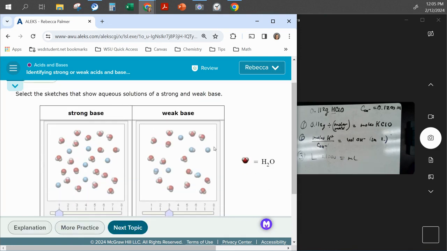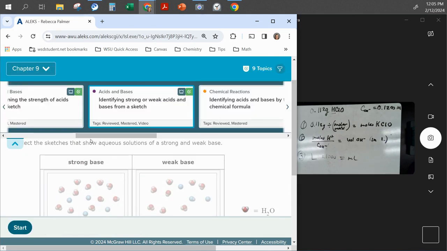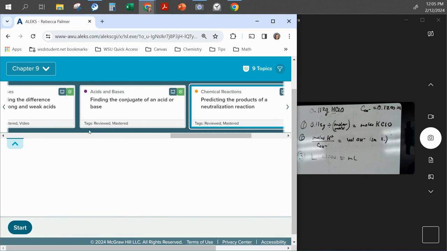Okay, questions on that one? Are there any other ones that you want to go over? Those are the top, I think, 5 most missed questions. Can you do one more for predicting the products of the neutralization reaction? Yes, predicting the products of a neutralization reaction. Yes.